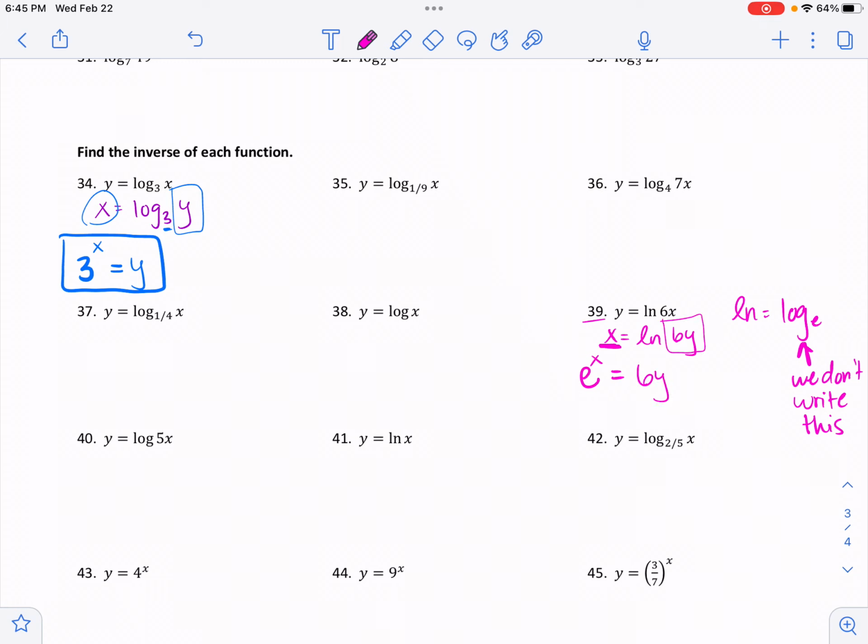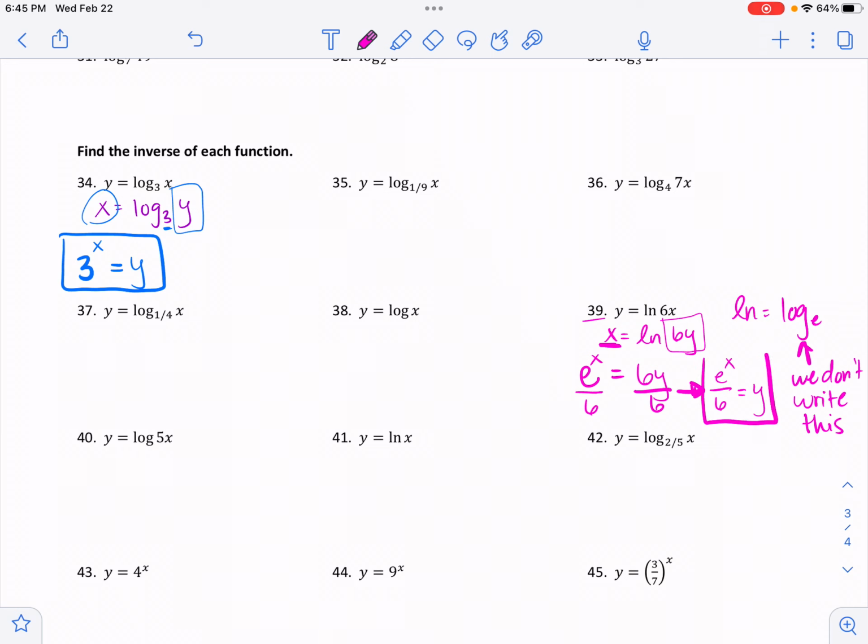So now my equation has been rewritten, but the y is not alone, and I do want it to be alone to finish my inverse. So notice how here I have 6 times y. To undo that multiplication, I'm going to divide on both sides by 6. So that's going to give me then that e to the x power divided by 6 is equal to y. Y is now alone, which means this answer right here is my inverse. So now that you've seen this process, you can go ahead and finish this assignment.